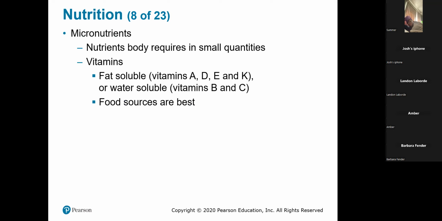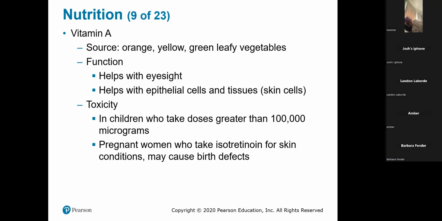Now we're going to try to get through the micronutrients, which are the nutrients that the body requires in small quantities. We already mentioned our fat-soluble vitamins, A, D, E, and K. We also have water-soluble vitamins, B and C. And of course, when we talk about vitamins, food sources are always going to be best. But if due to allergies or sensitivities, food source can't be your primary source, of course, there are supplements available these days on the market. So let's look a little closer at some of these vitamins.